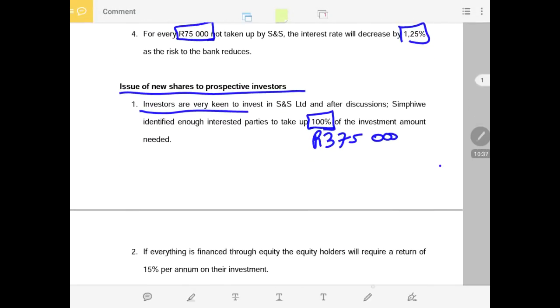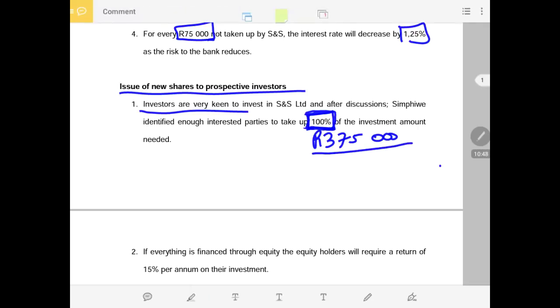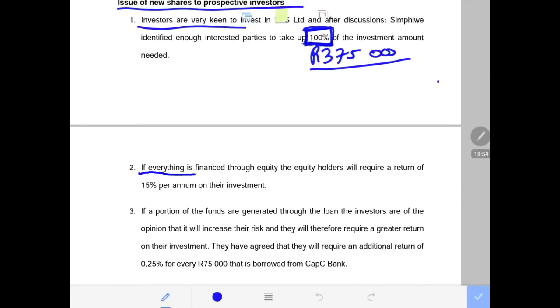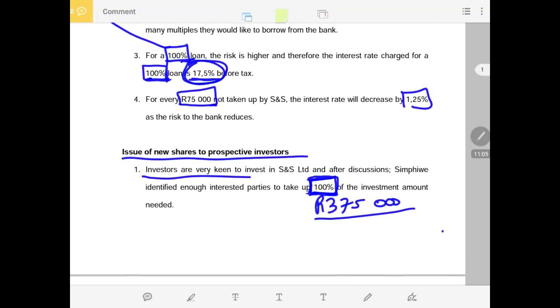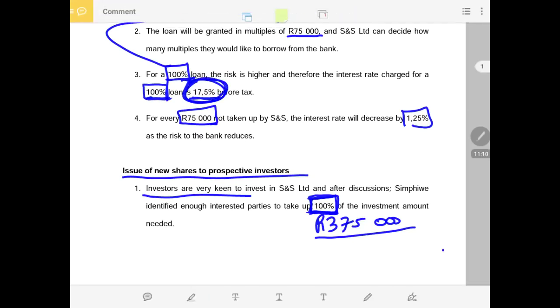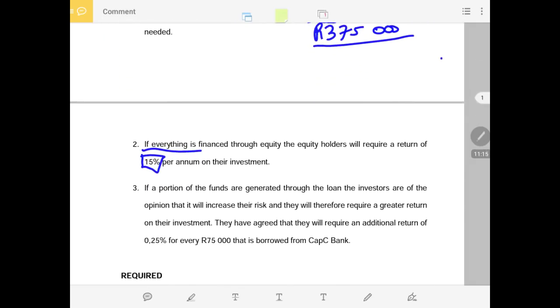Then now at the same time, investors through the issue of shares, which is equity, are very willing to give the entire amount of 375,000 rands. But the question is, how much do they want as a return? Then now it says, if everything is financed through equity, the equity holders will require a return of 15%. Okay, that is looking good. Now it's 15%, and we can see that 15% is less than 17.5%. But we still need to look at other factors regarding the discussion that was done by Simpiwe to these prospective investors.